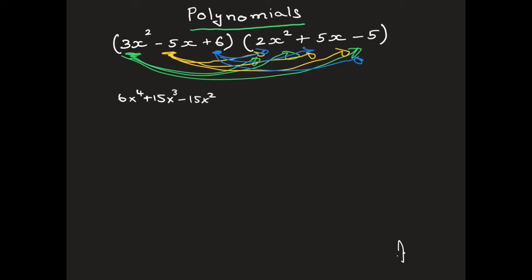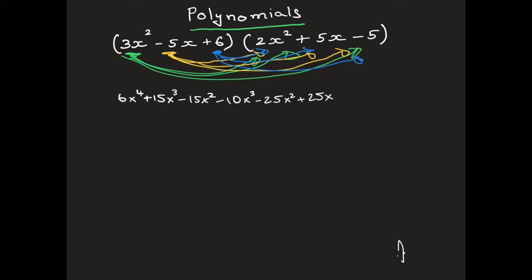Now we'll take our second number, minus 5x. So that minus is just applying to the 5. So now you're going to multiply by minus 5x, not just 5x. So minus 5x times 2x squared is minus 10x cubed. Minus 5x times 5x is minus 25x squared. Minus 5x times minus 5 is plus 25x.